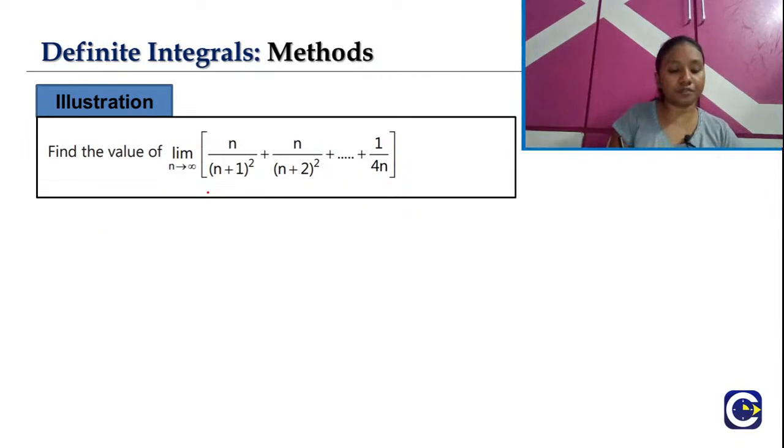So here, what is the infinite series which they have given? Limit n tends to infinity, (n by n plus 1) whole square plus (n by n plus 2) whole square. So this limit n tends to infinity will be remaining as it is, and this has to be a summation. So we can use the sigma.